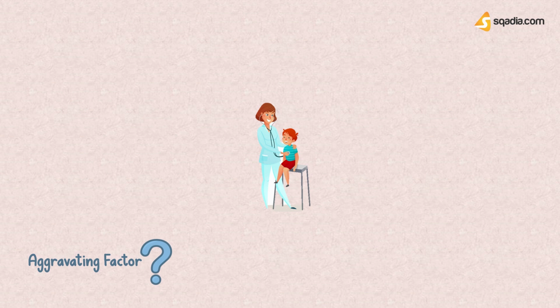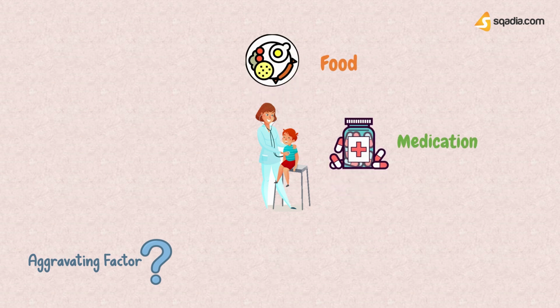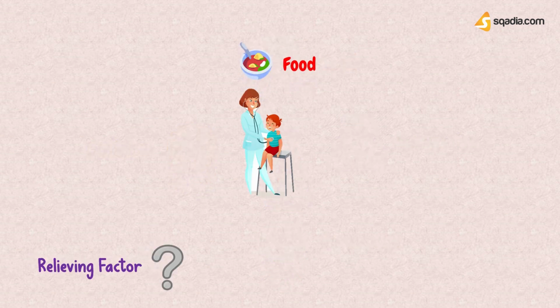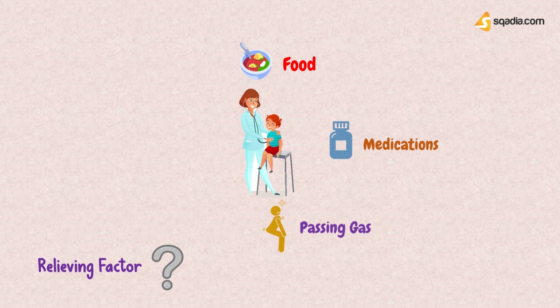So these factors include intake of food, intake of medication, movement, change in position. Then you should be aware of those factors which are helpful in relieving abdominal pain. These include intake of food, intake of medications, passing gas, burping.